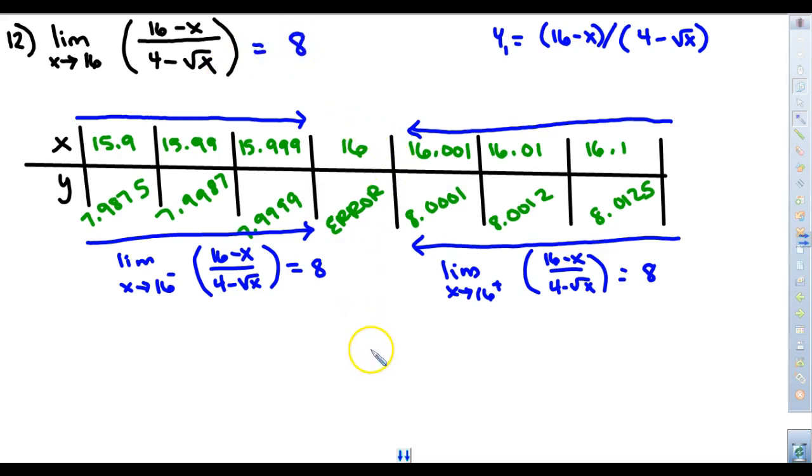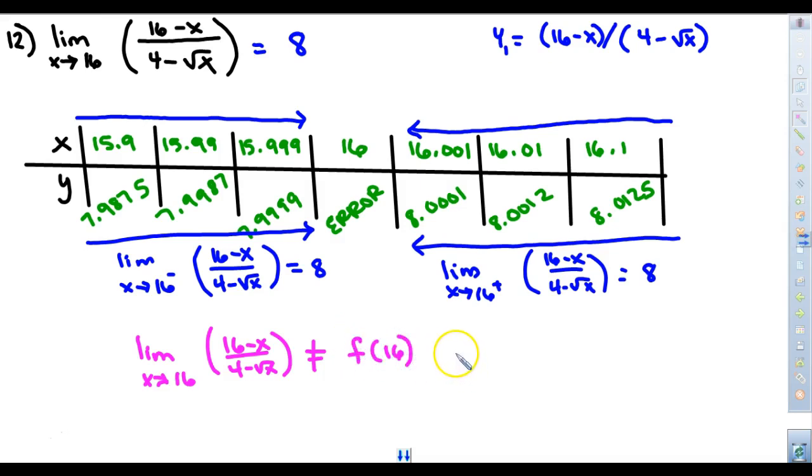The biggest mistake I see here is students will tell me, because they got an error right here, that it does not exist. And that is not true. What this means is your limit as x approaches 16 of this function does not equal f of 16. That's what that means.